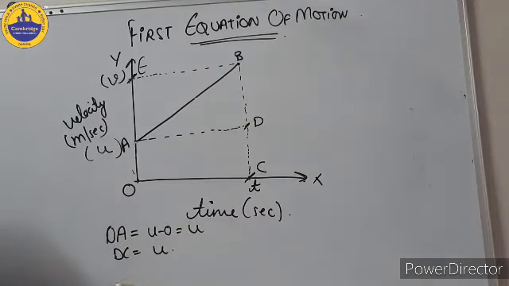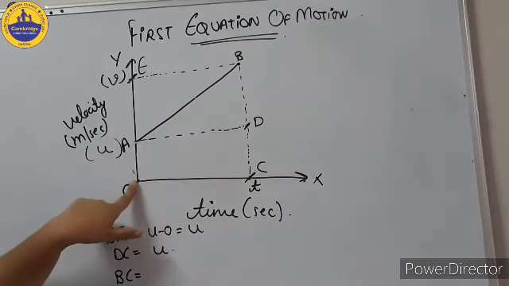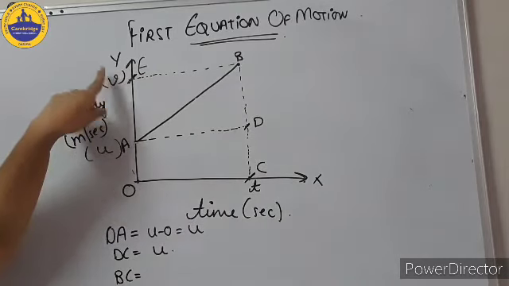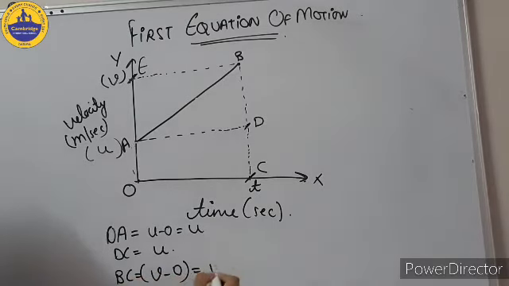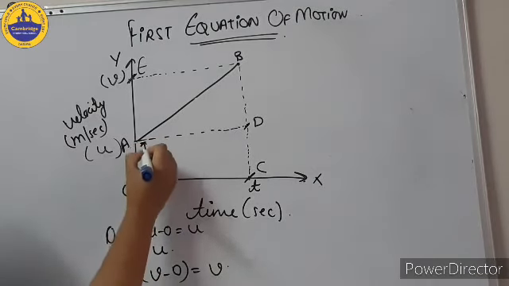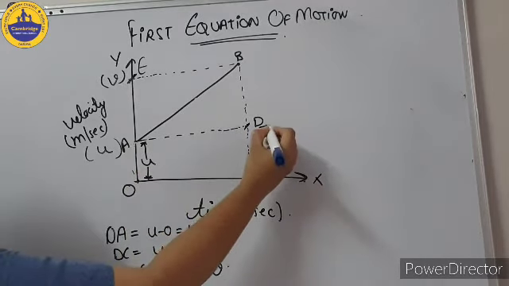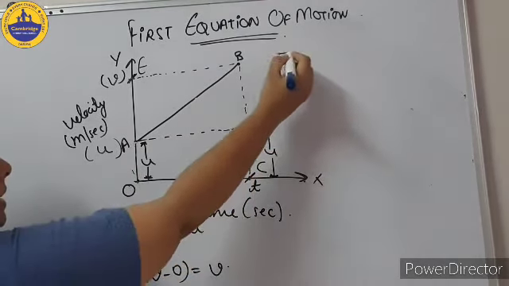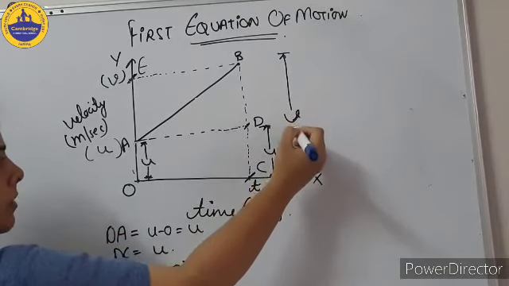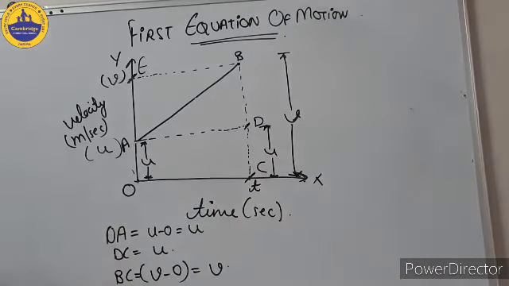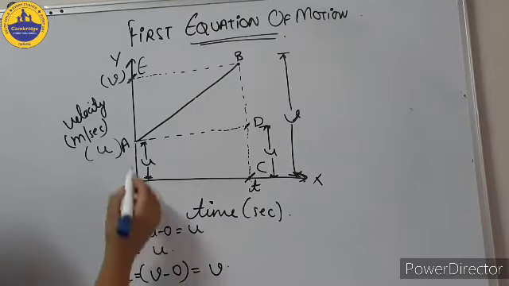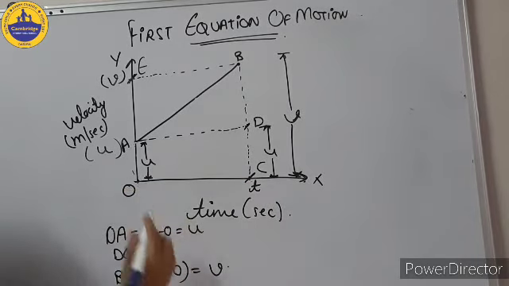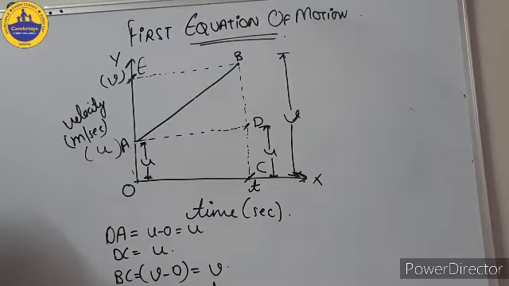Similarly, BC. At C the point is 0, at B the point is V. So V minus 0 will be V. The value of OA is given as U. This is also U here. And BC is given as V. If we talk about OC, it starts from O and reaches till T. So T minus 0, that will be T.